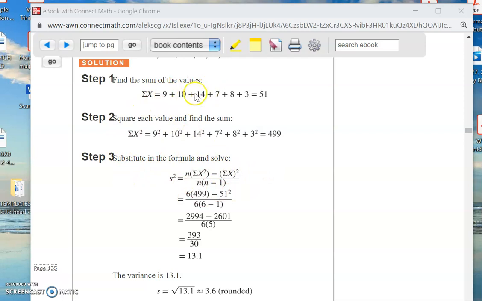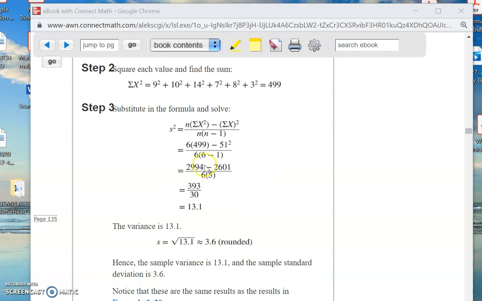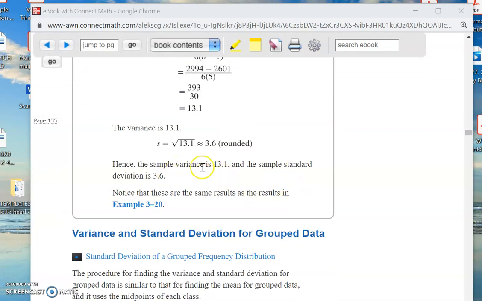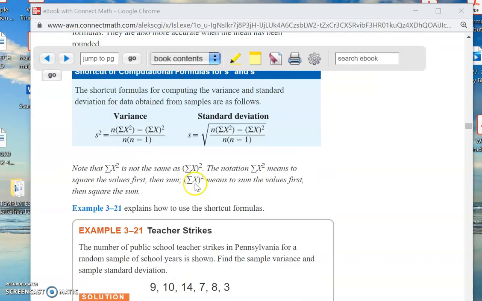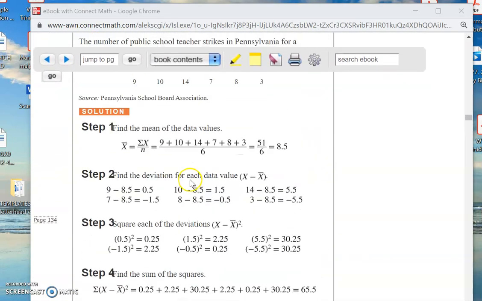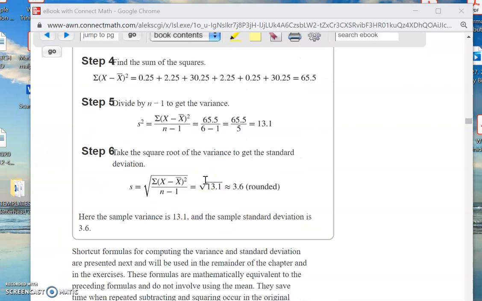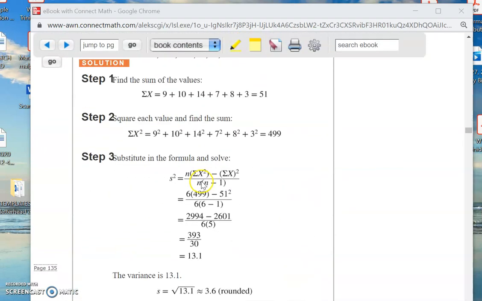So you do these calculations, and then you plug them into the formula, get your handy calculator out, punch your buttons, and there it is. The variance is 13.1. You take the square root of that to get the standard deviation, okay? All right, so this sample variance is 13.1, sample standard deviation is 3.6. Now, these are the same results as we got before when we used the original formula, the formula that's the actual definition, okay?